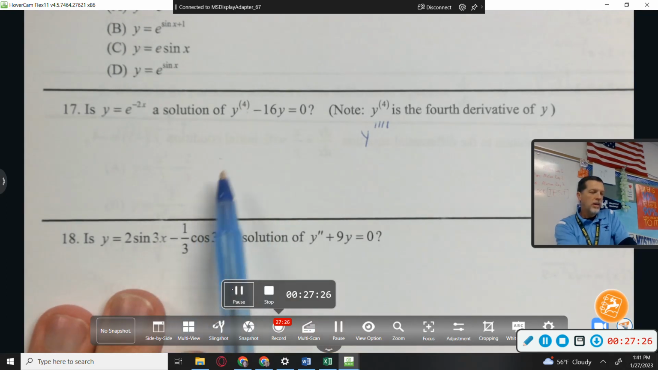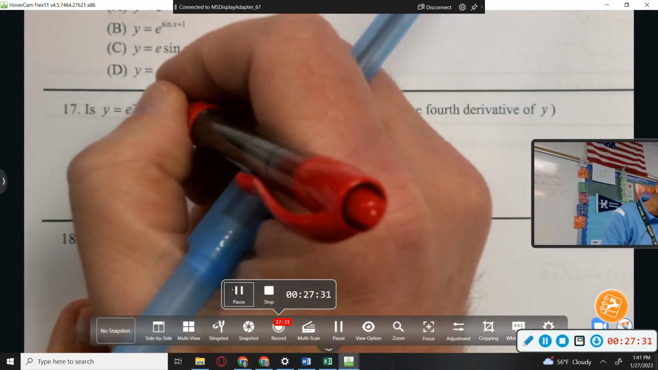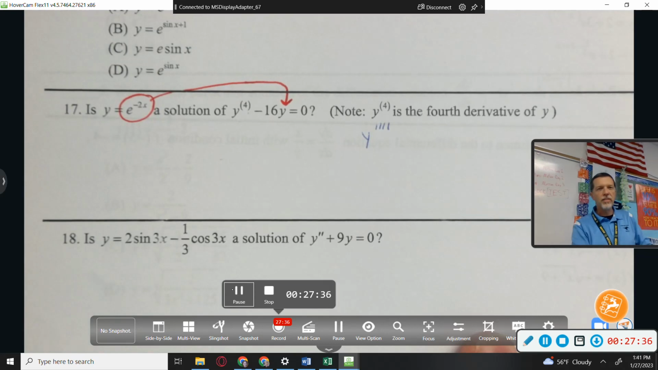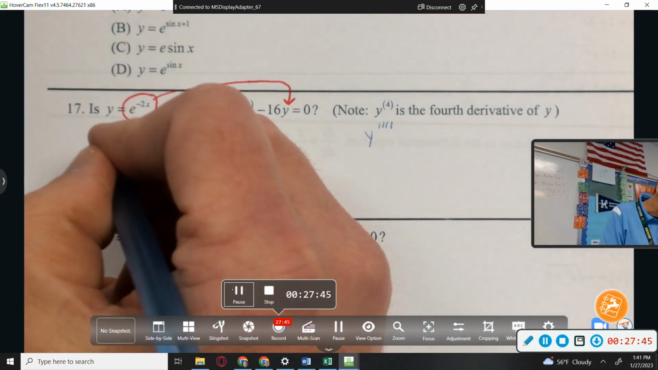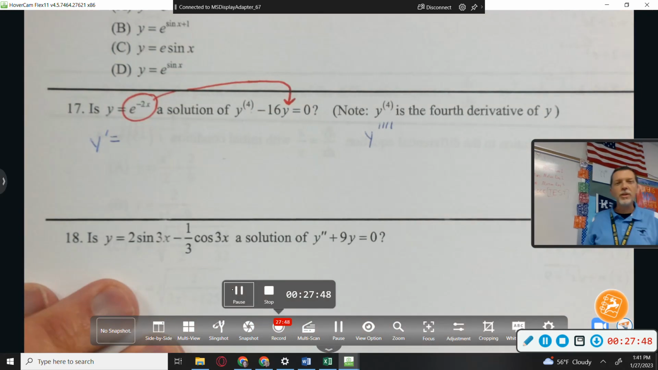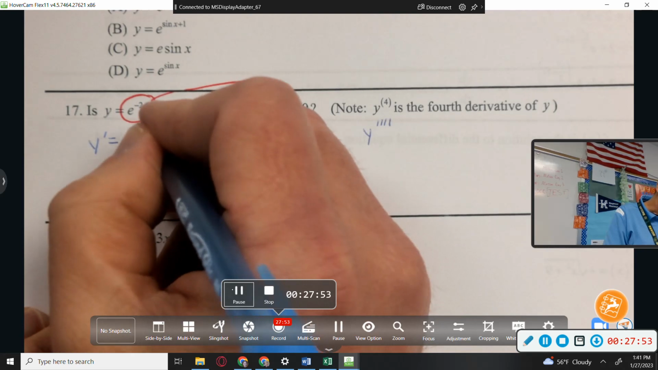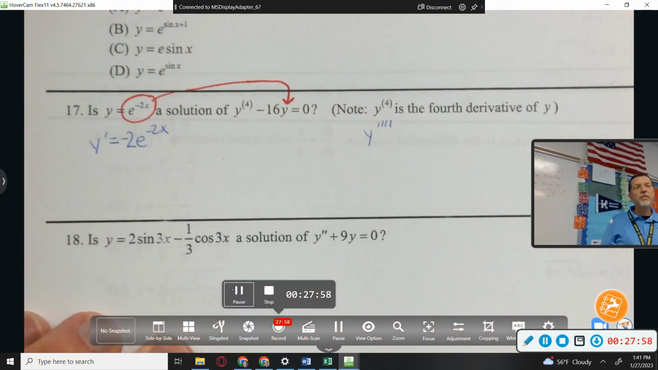Okay, so in order to plug in here, I've got y, so that part's easy. There's y, that'll go in there. But I need the fourth derivative. There's no way to get the fourth derivative directly. You've got to find the first, and then the second, and then the third, and then the fourth. Maybe some pattern will emerge, but generally you can't jump straight to the fourth derivative. So e to the negative 2x times negative 2 for the first derivative. I think a pattern will emerge.